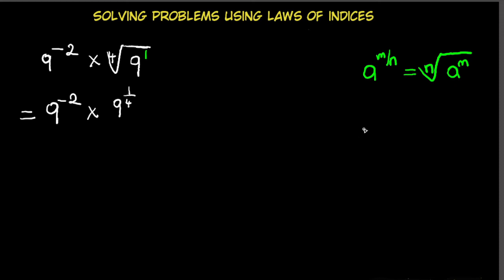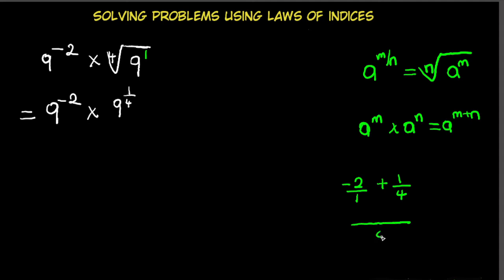The laws of indices also tells us that a raised to the m power times a raised to the n power is equal to a raised to m plus n. And here, since the bases are both 9, we would keep the base of 9 just as we kept the base of a, and we would add the powers of negative 2 and a quarter. So let's do that. Negative 2, which would be over 1, plus 1 over 4.